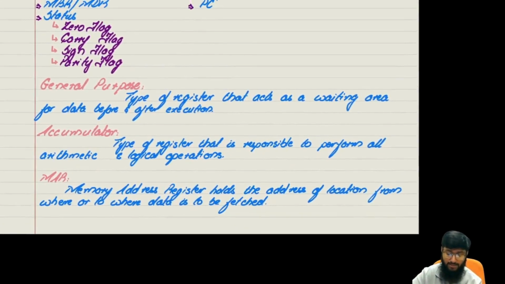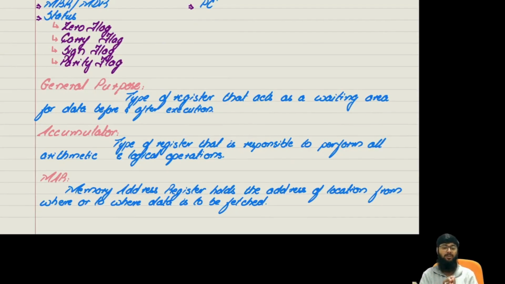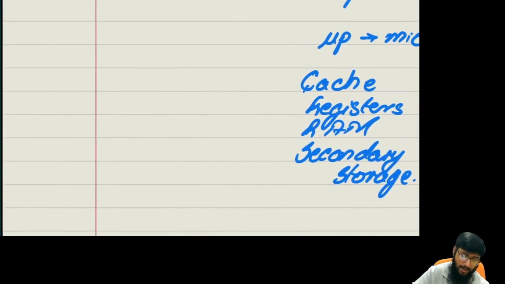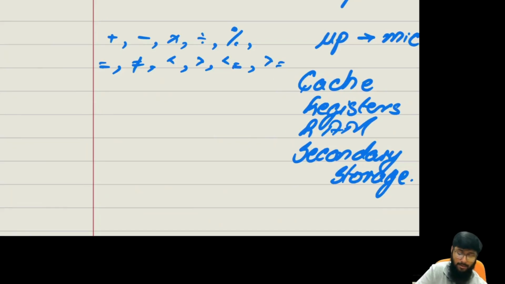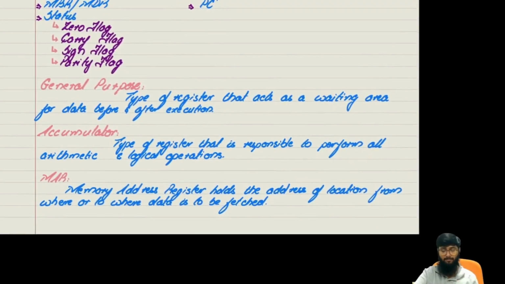Coming towards the accumulator register. Accumulator register is actually responsible for performing all the arithmetic and logical operations. What do you mean by arithmetic? Arithmetic operations contain plus, minus, multiply, divide, modulus. And coming towards the logical operations, it says equals to, not equals to, less than, greater than, less than equal to, greater than equal to. So these are the operations that the accumulator is officially performing.